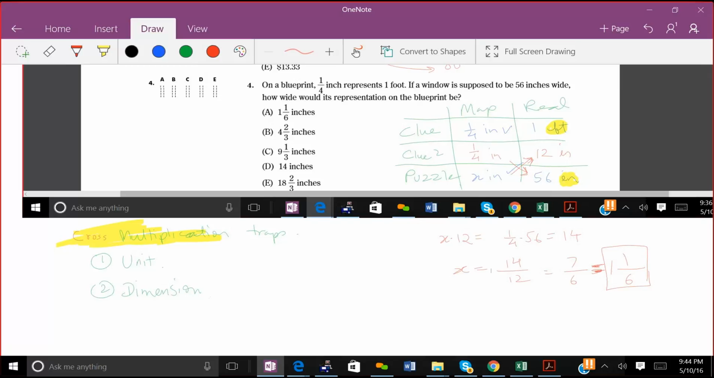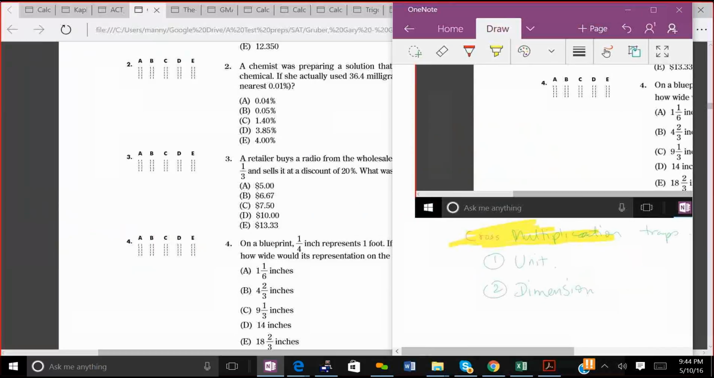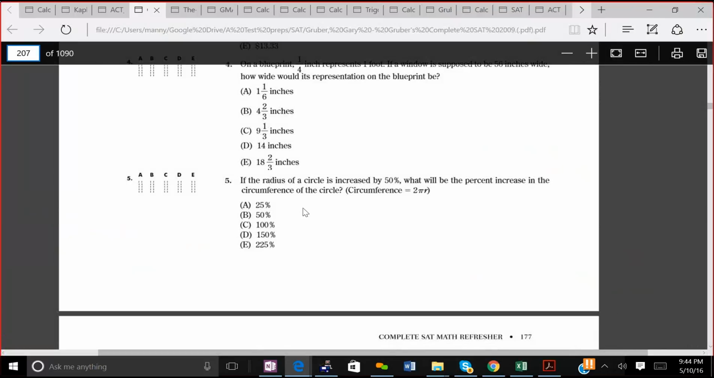All right. We'll work on some dimension trap questions later. Let's look at this question. Question number 5. How'd you do it? The radius of a circle increases by 50%. What will be the percent increase in the circumference of the circle?